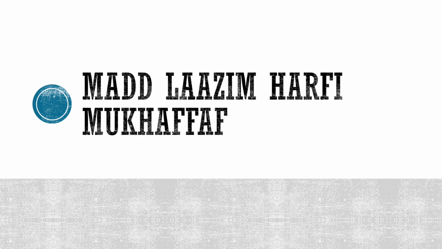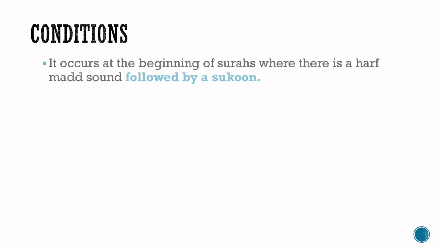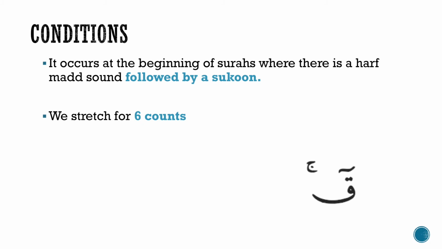Let's summarize Mad Lazim Harafi Mukhaffaf. The condition for this is that it occurs at the beginning of certain surahs when there is a harf mad sound followed by a sukoon. We will stretch this for 6 counts. For example, qaf. As you can see, there is a huruf mad followed by the letter fa with a temporary sukoon.